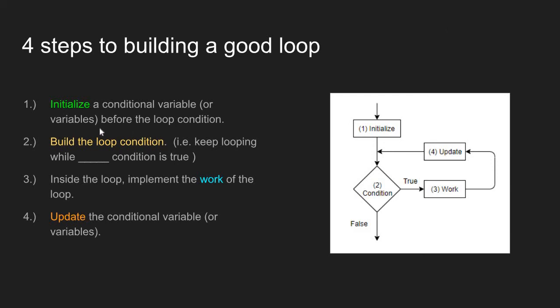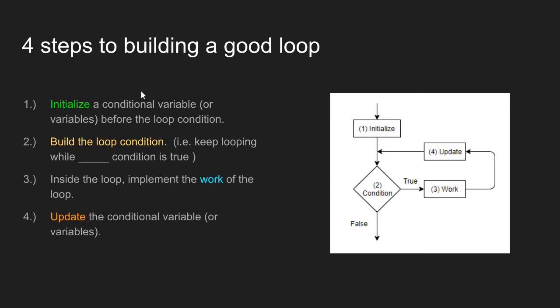Alright, step 1. What we're going to do is we're going to initialize some conditional variable or variables before we get to the loop condition. And so in our flowchart logic, I've modified it to kind of have these 4 steps inside it. So we come down here before we check the condition, and we are going to initialize our conditional variables. Now, what is a conditional variable? A conditional variable is the variable that is controlling whether the condition is true or false.